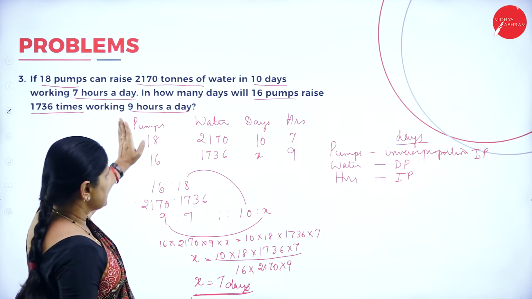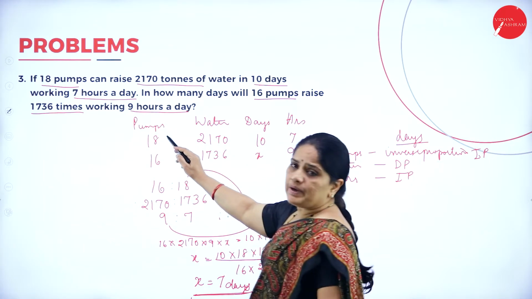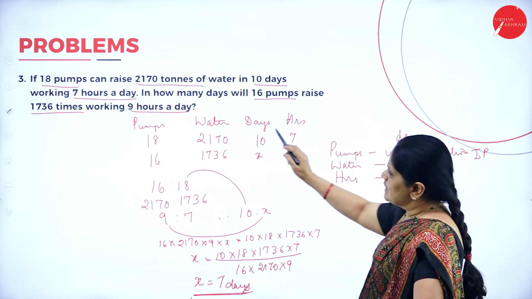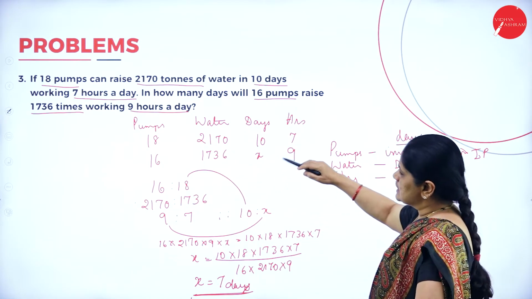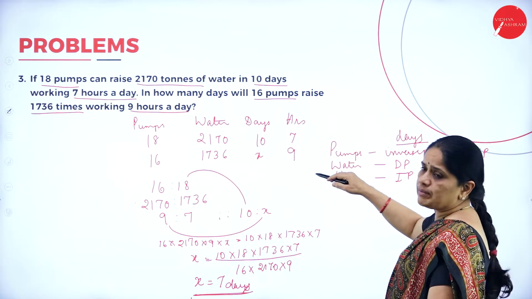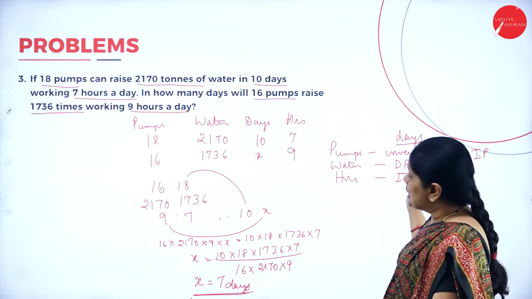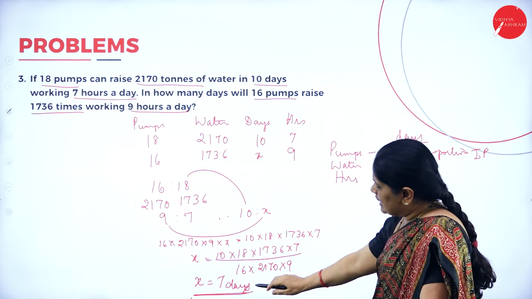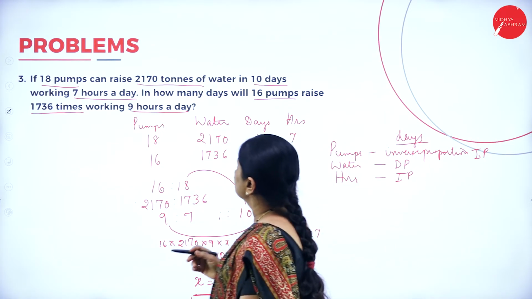See, first thing is we note down whatever is given in the problem. So number of pumps 18, water is 2170, days is 10 and hours is 7. Whenever we are using 16 pumps, 1736 tons of water, number of days is x and number of hours is 9. So we have to see what is in inverse proportion and direct proportion, and we write down this ratio and then we get the answer as 7 days. So within 7 days they can do this.